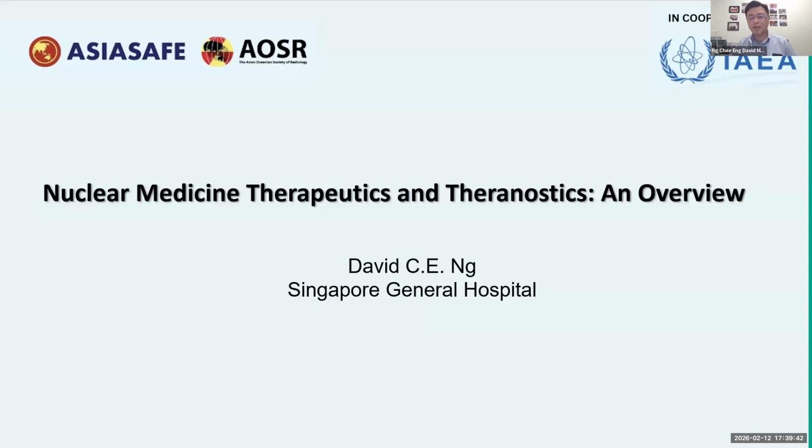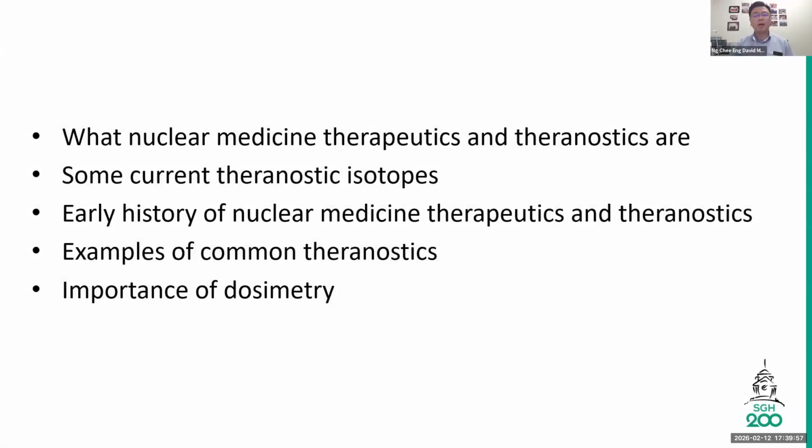My lecture today is an overview of nuclear medicine therapeutics and theranostics, to provide a background to the dosimetry lecture later. My lecture today will consist of discussing what nuclear medicine therapeutics and theranostics are, some current theranostic isotopes, some early history of nuclear medicine therapeutics and theranostics, examples of common theranostics currently, and a little word about the importance of dosimetry.